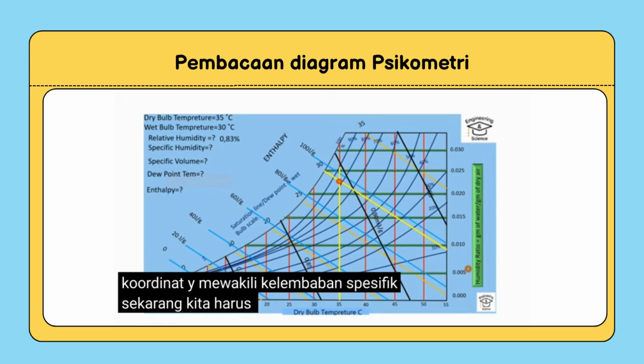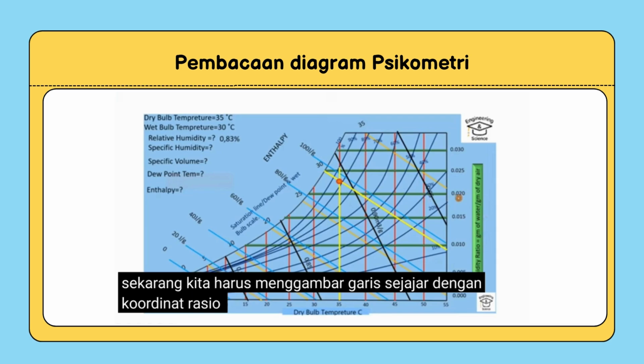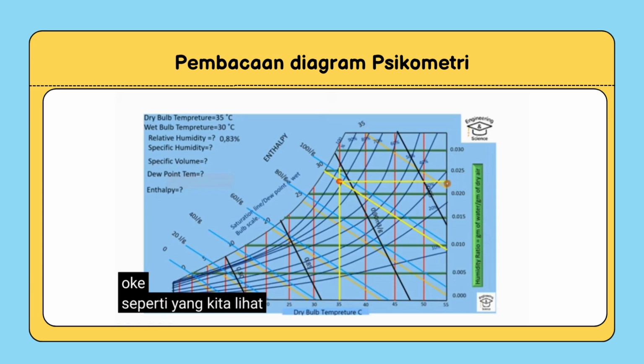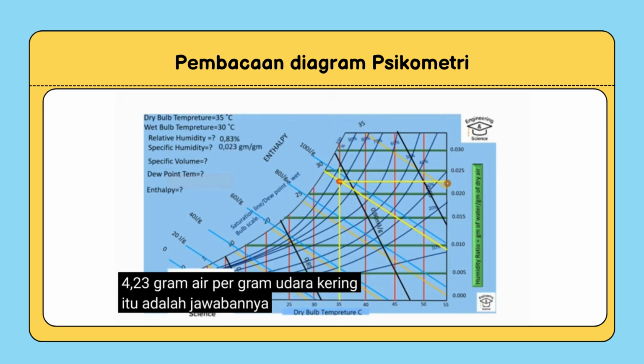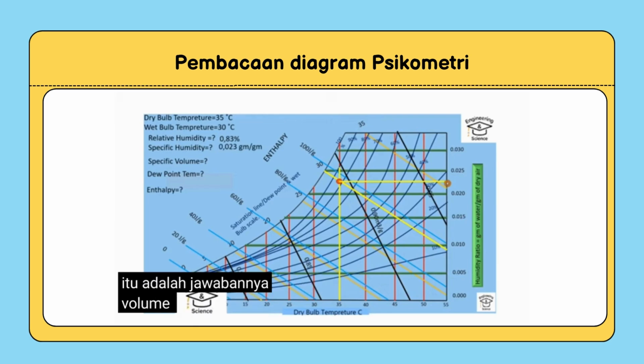Now we draw a line parallel to the humidity ratio coordinates. As we see, it's about 0.023 gram of water per gram of dry air. That is the answer.